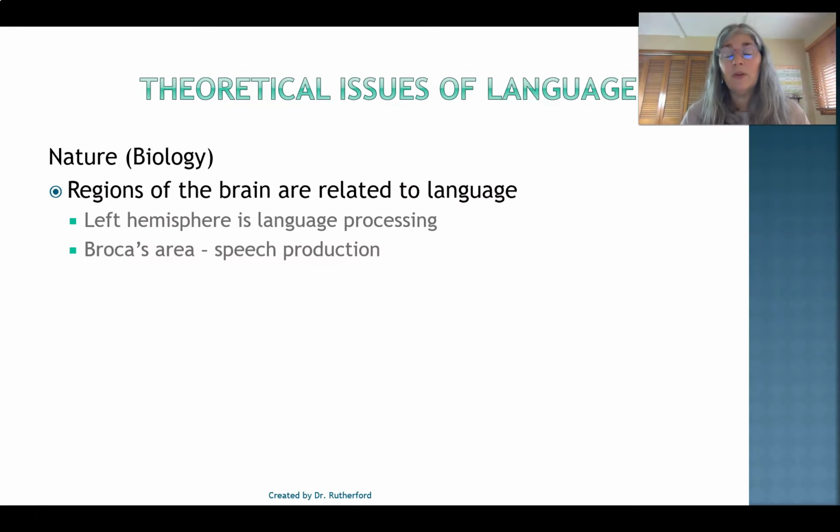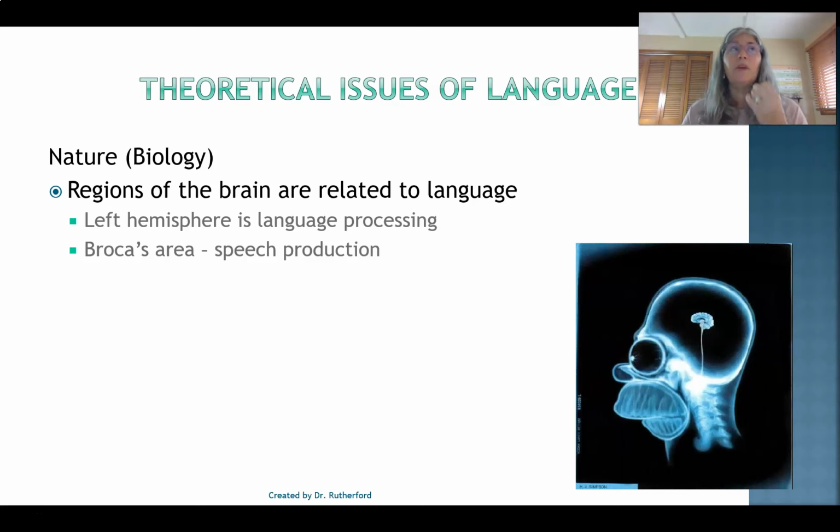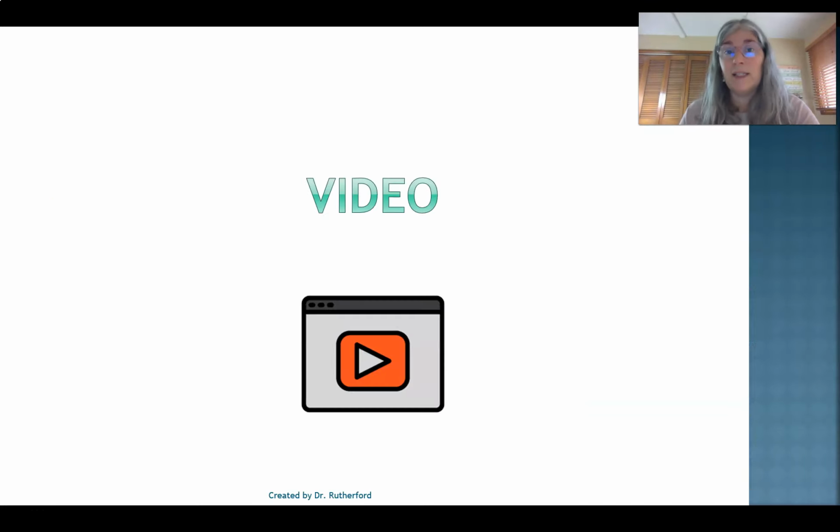Continuing with nature, we also know that there are parts of the brain that are specifically related to different aspects of language. So the left hemisphere is considered to be the hemisphere of your brain that has more control over language processing. We also know there's a specific area of the brain called Broca's area, and Broca's area helps us with the production of speech, okay, with forming and making the sounds necessary to correctly enunciate the words. Here's a short video talking a little bit about Broca's area.